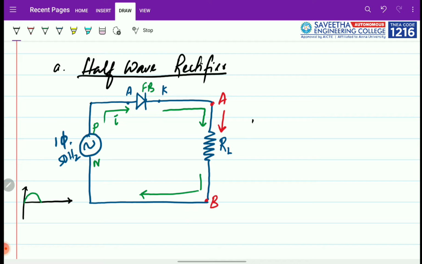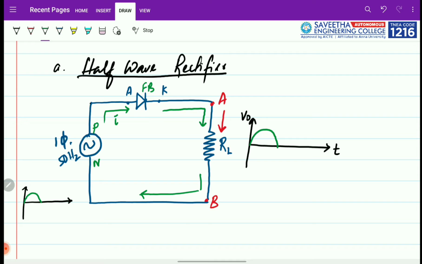So I can measure my output. I'm measuring my output voltage. Since the current is able to flow through the load, I could see the output waveform is similar to the input.